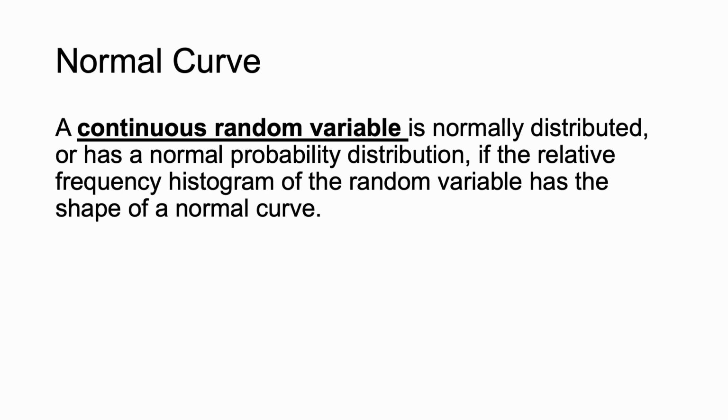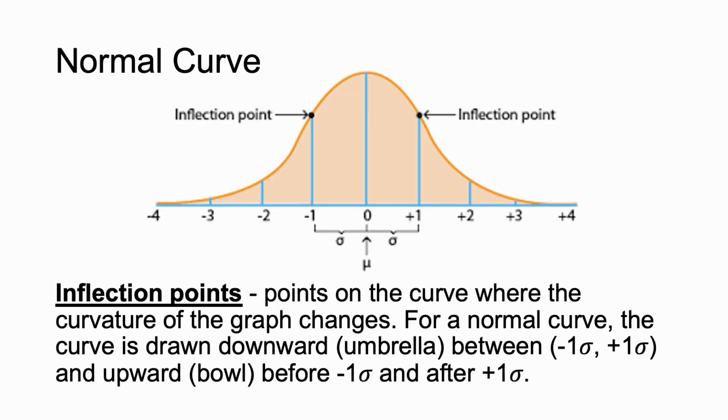Now we're moving on to normal distributions. If you're using a continuous random variable, it is considered normally distributed if the relative frequency histogram has the shape of a normal curve. The normal curve is a single peak that will have inflection points on either side, one standard deviation away from the mean. The inflection point is the place where it changes from curving upward like a bowl to curving downward like an umbrella, or vice versa.